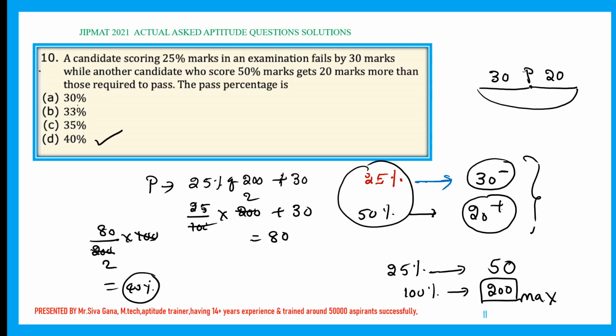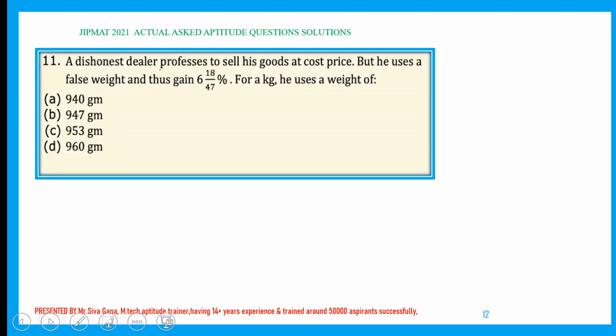That's it. Most important question, my dear viewers, for the placements of upcoming Wipro and so on. Dishonest, the name itself indicates a fraud. A dishonest dealer professes to sell his goods at cost price. He is selling the goods at cost price, but he is still getting the profit. Does it really happen if he is honest? No. But since he is dishonest, that is the reason why he is getting the profit. How is he being dishonest? False weight. He is showing the false weight.